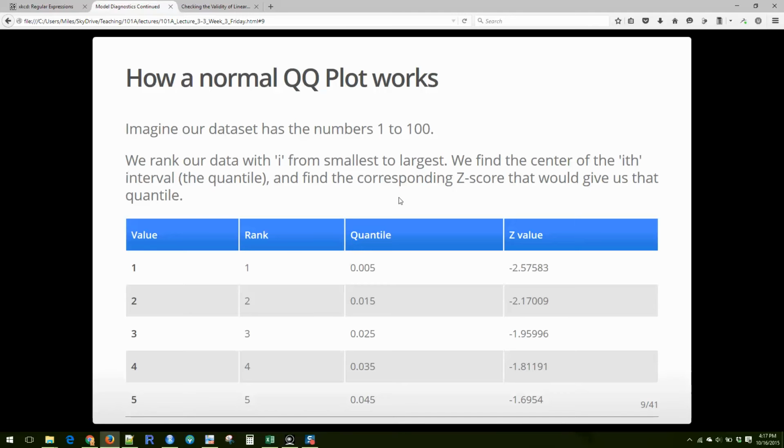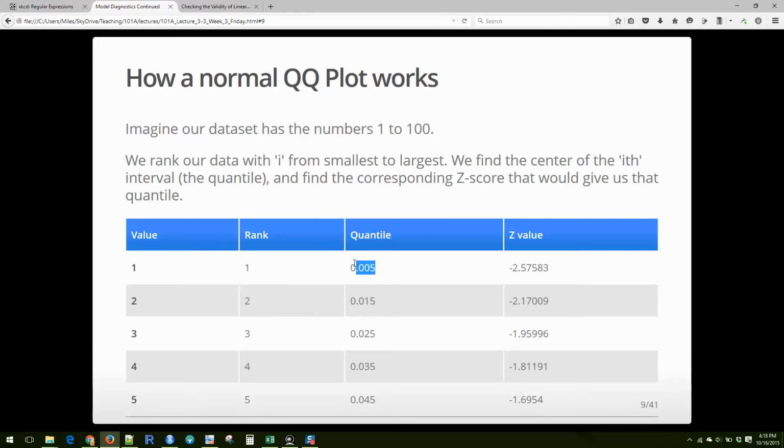Okay, so with 100 numbers, I picked 100 numbers because it's easy. Each one will have a width of 1%, and I want to find the midpoint of that. So the midpoint of my first interval will be 0.005, half of 1%, right? And then the next one will be 1% away from that, 0.015, so on and so forth, all the way until the last one, where the quantile will be 0.995. Okay. So far so good? Creating our thing.